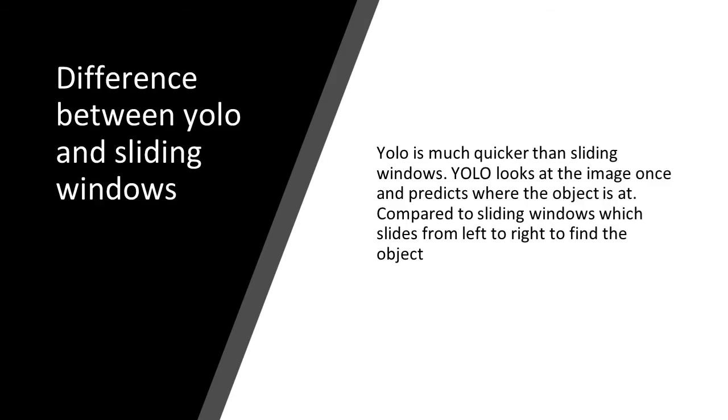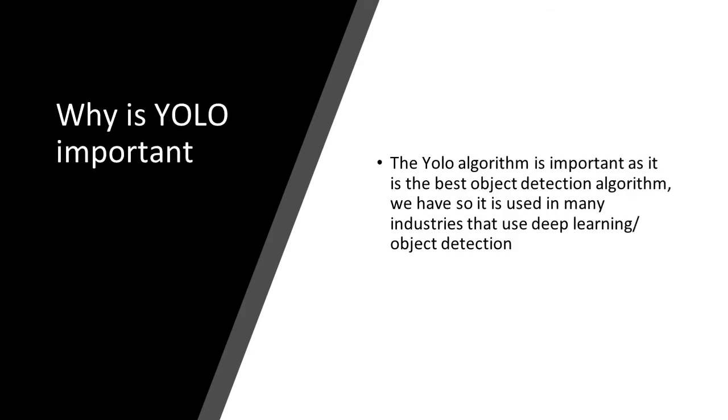Difference between YOLO and sliding windows. YOLO is much quicker than sliding windows. YOLO looks at the image once and predicts where the object is at, compared to sliding windows, which slides from left to right to find the object. Why is YOLO important? The YOLO algorithm is important as it is the best object detection algorithm we have, so it is used in many industries that use deep learning and object detection.